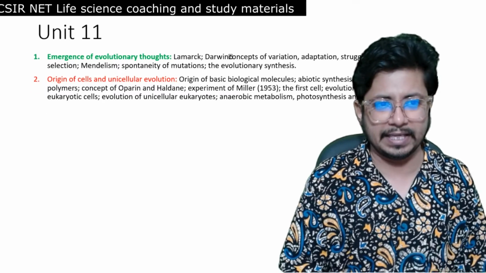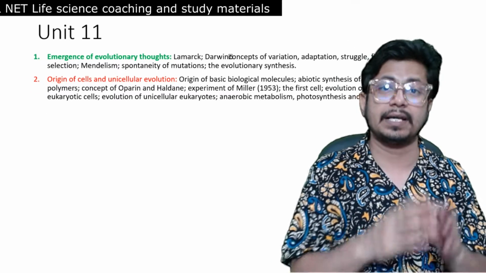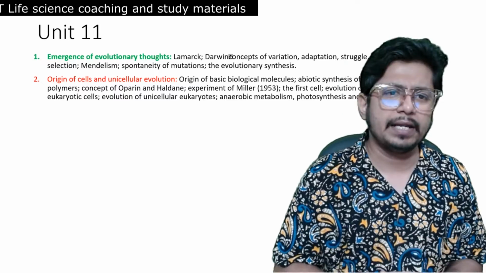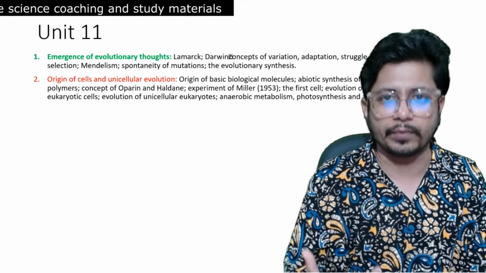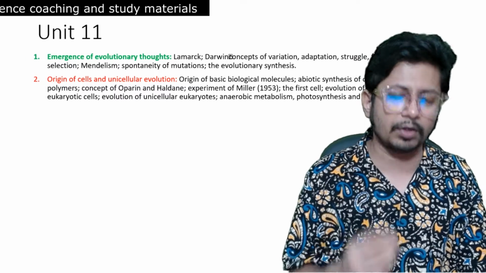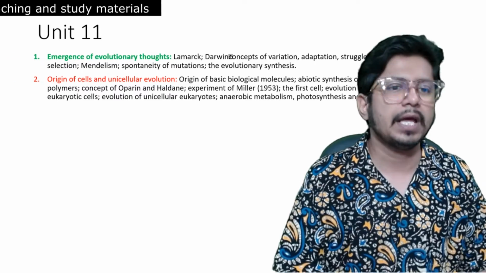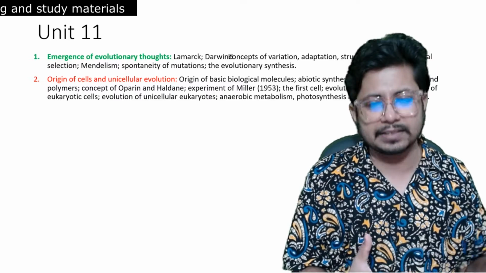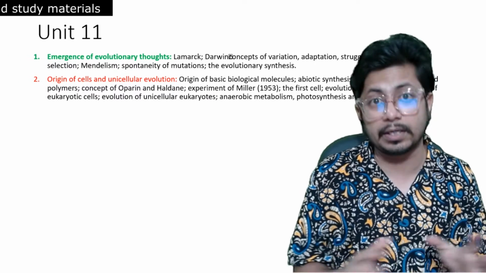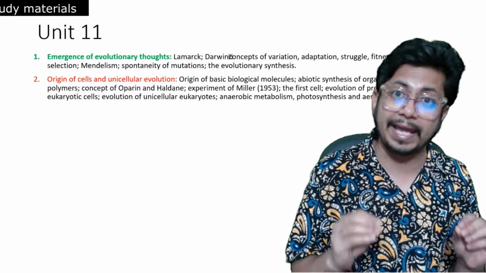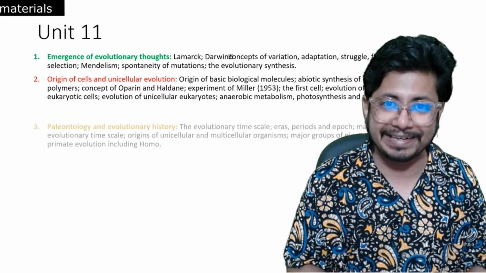Next is origin of cell and multicellular organisms in evolution. Now, there was a time when they asked a lot of questions from the Urey-Miller experiment. They asked a lot of questions from the biogenesis theory. But now, for the last 3-4 CSIR NET examinations, they are not asking many questions from this topic anymore. So, we put it as a red color.